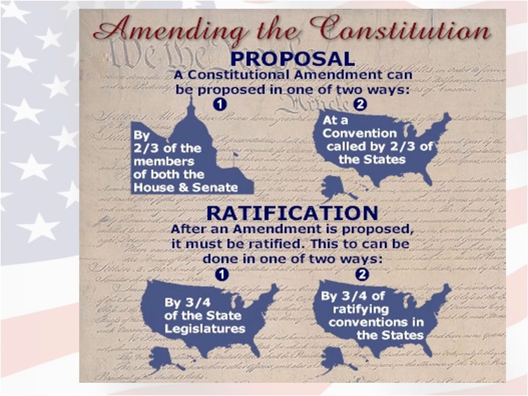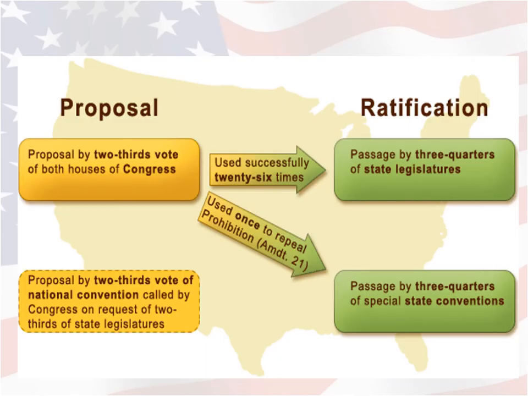Ratification, making sure that it's actually approved, requires a more sizable vote in majority, and that's 3/4. So for an amendment to be ratified, it can be done so by 3/4 of the state legislatures, or by 3/4 of ratification conventions in the states. So let's see here, I'm just doing some quick math. That would need to be 38 states agreeing to ratify a proposed amendment for it to become the 28th Amendment. Another little picture for you there.